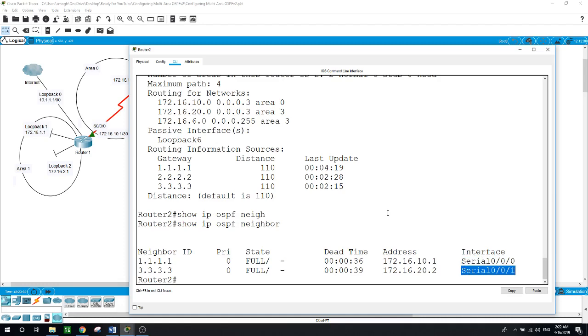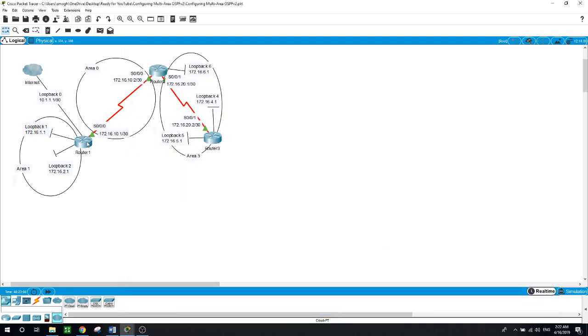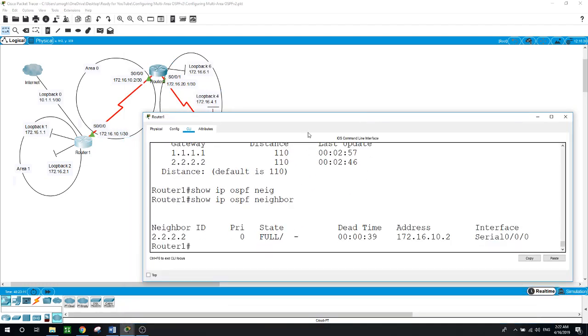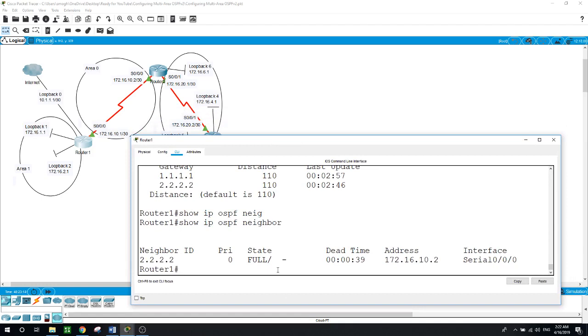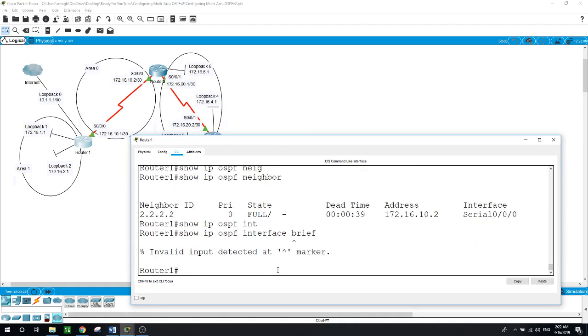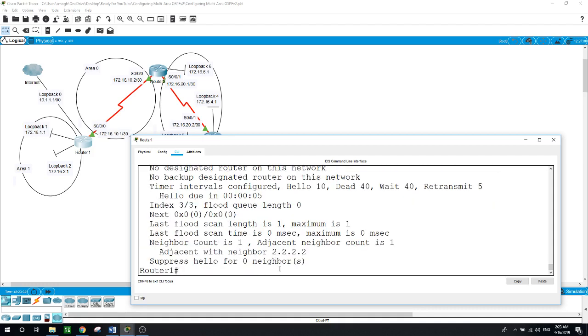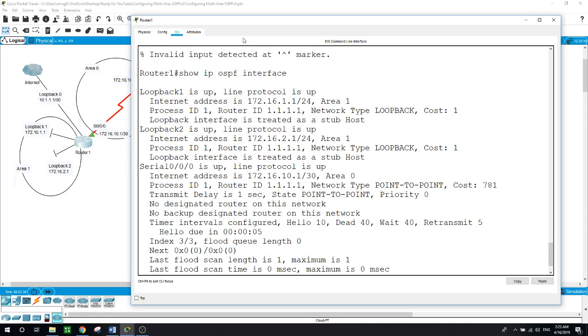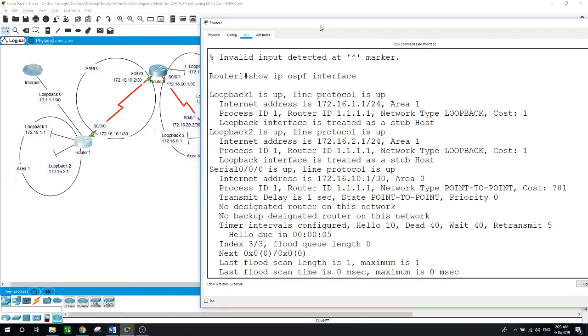Now I will run this command on router 1. I keep shrinking because I'm trying to fit it. Here, show IP OSPF interface brief. This is not supported by Packet Tracer, so I will delete brief, and this is supported in Packet Tracer. Here it's showing us the interfaces. Here loopback is up. This is on router 1.